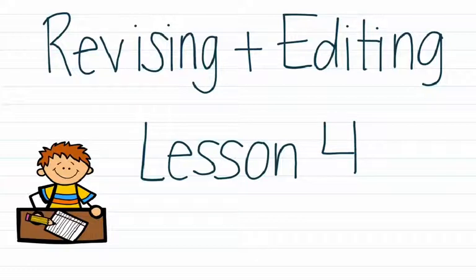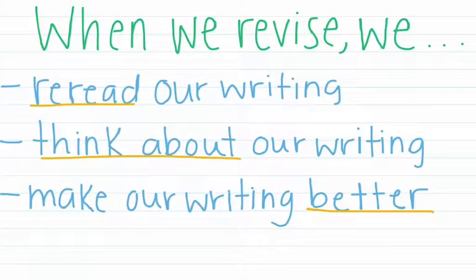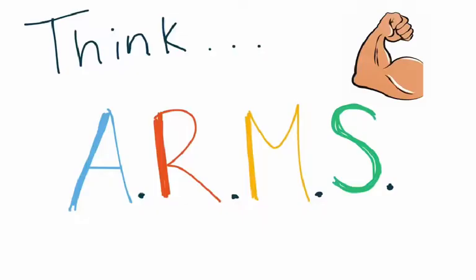So far, we have chosen one pandemic journal entry to revise and edit over the next 2 weeks, and we're focusing just on revising this week. So revising is changing the words or sentences in your writing to make your writing better. When we revise, there's 3 things we do. We first reread our writing. And the second thing we do is think about our writing and think about the changes we would like to make to it. And then the last step is to make those changes to improve our writing.